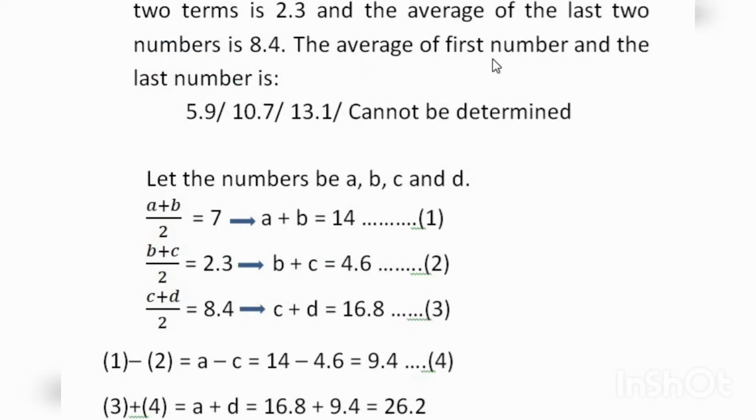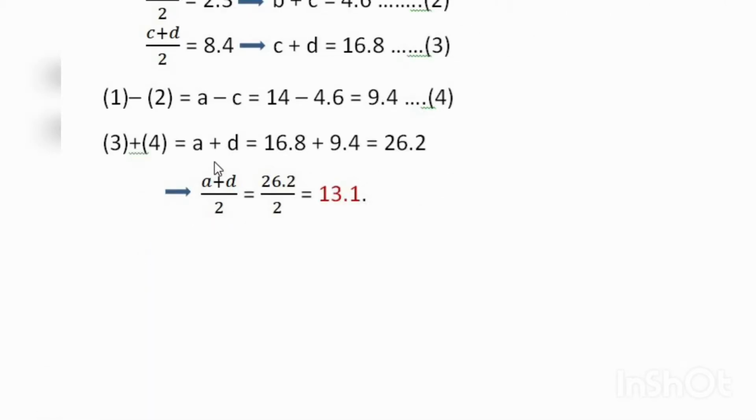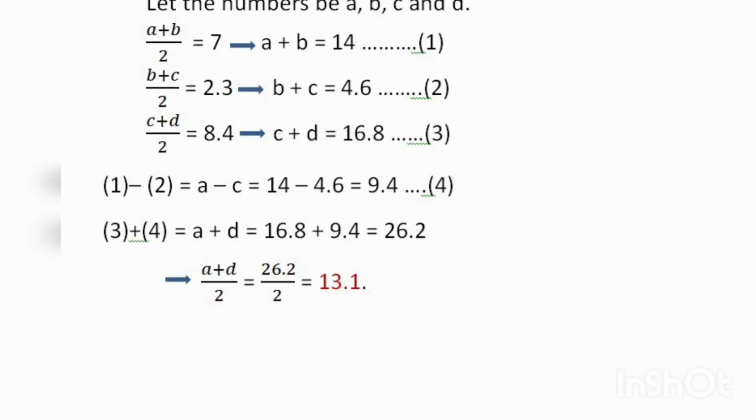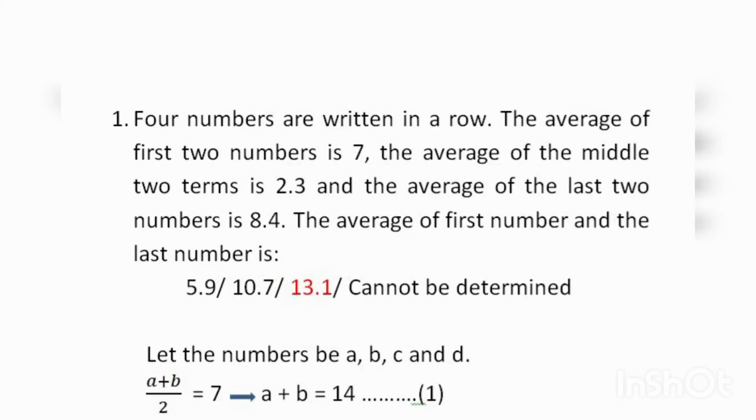Our question is to find the average of the first number and the last number. So we got the sum of the first number and the last number. Their average is sum divided by total number, that is 26.2 divided by 2, which is equal to 13.1. Remember, don't write all these steps. Do calculations in your mind quickly and reach the answer. This was asked in LIC AAO 2011, and the correct option is option 3, 13.1.